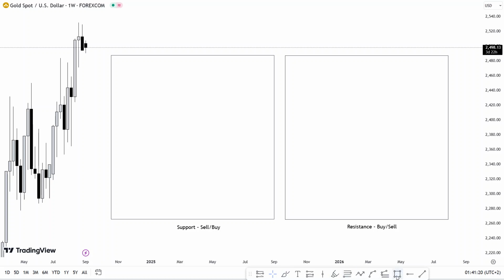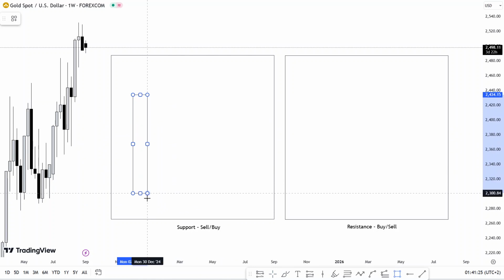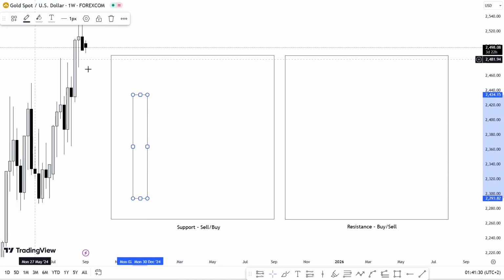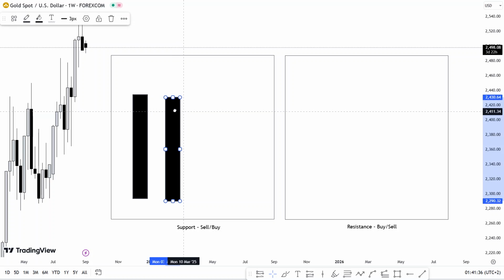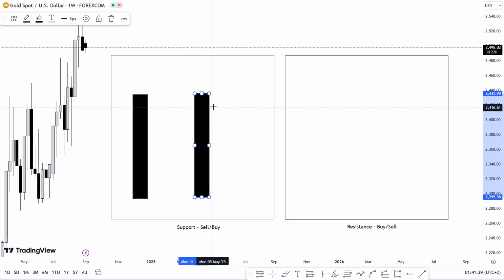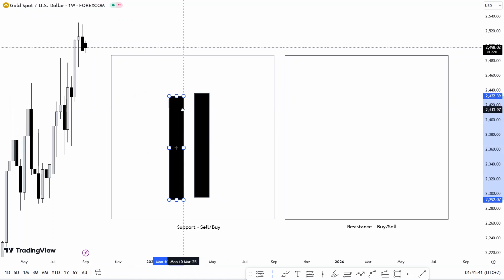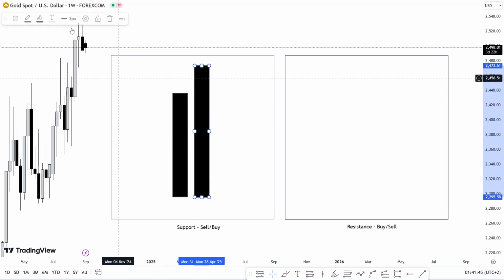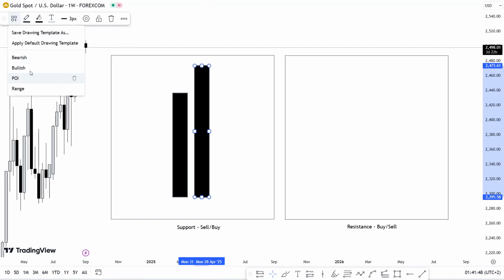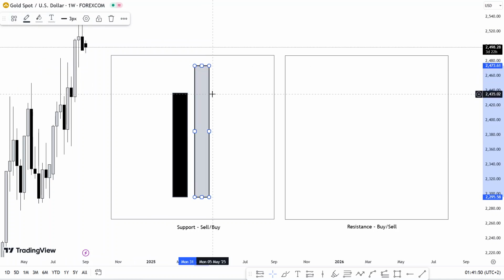So let's continue. With the support area, you have a sell candle like that, a sell candle which is followed by a buy candle. I'm not going to draw the wicks, by the way. I'm just going to show you this example, which is followed by what? Which is followed by a buy candle, right? Just like that. This is your area of support.